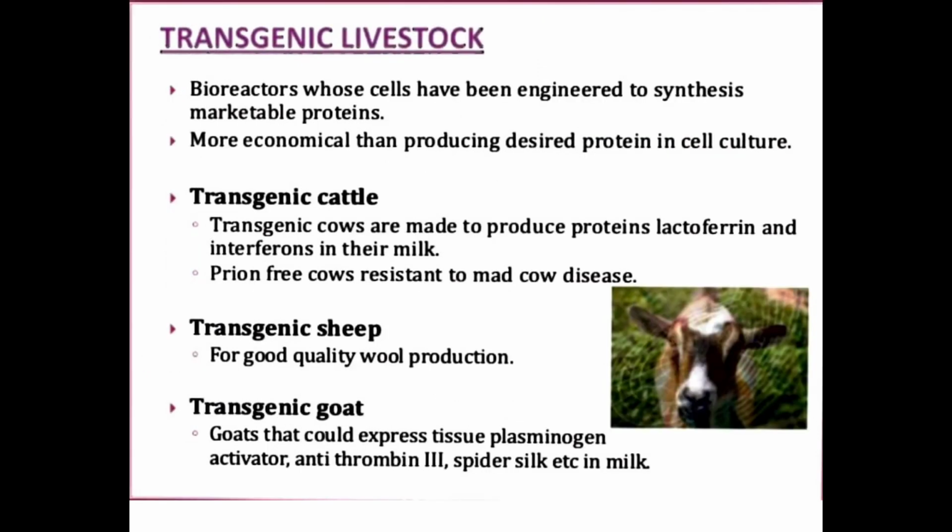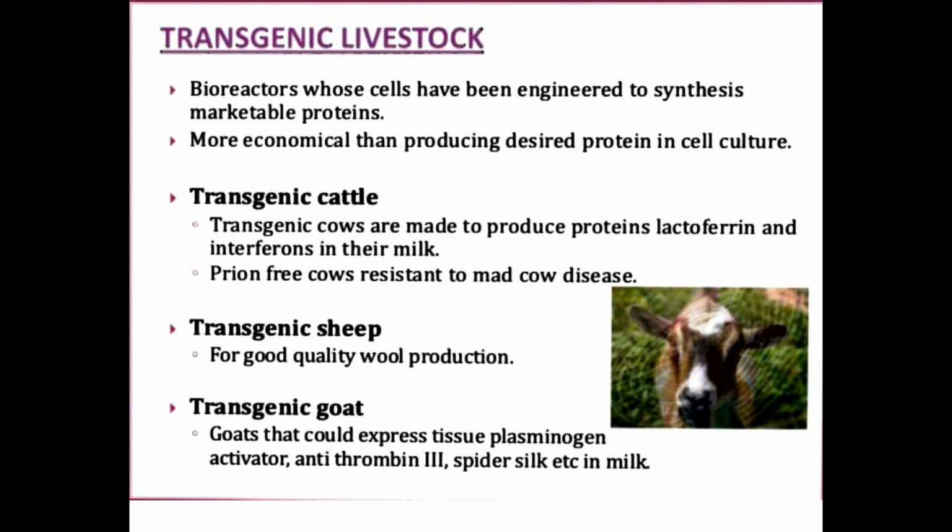Next, transgenic livestock. Bioreactors whose cells have been engineered to synthesize marketable proteins, more economical than producing the desired protein in cell culture. Transgenic cattle. Transgenic cows are made to produce proteins, lactoferrin and interferons, in their milk. Prion-free cows resistant to mad cow disease. Transgenic sheep for good quality wool production. Sheep are modified genetically for wool production.